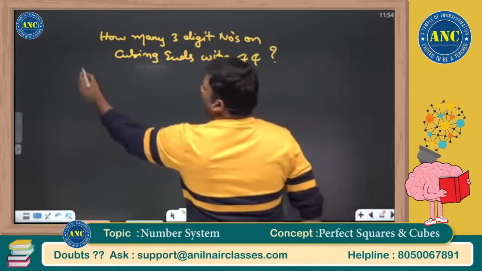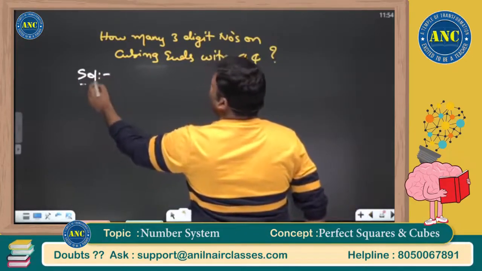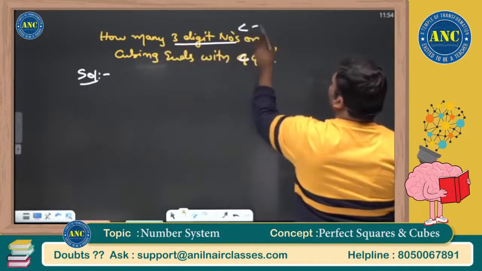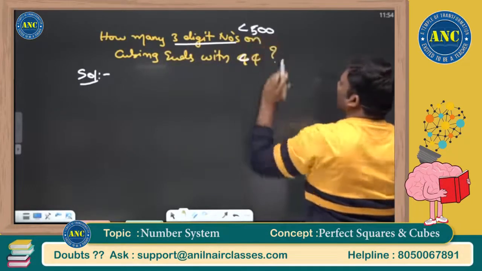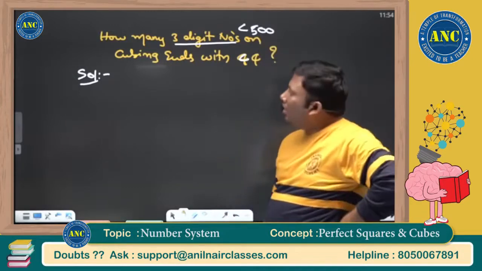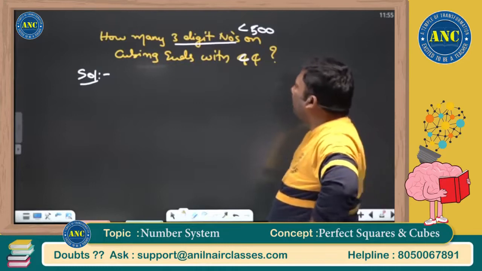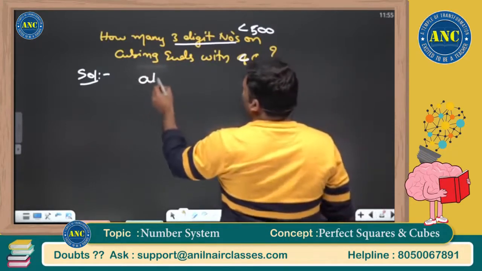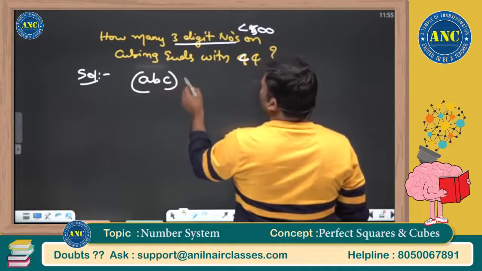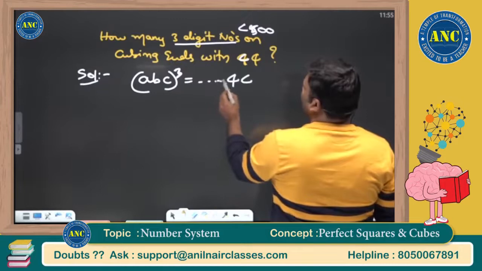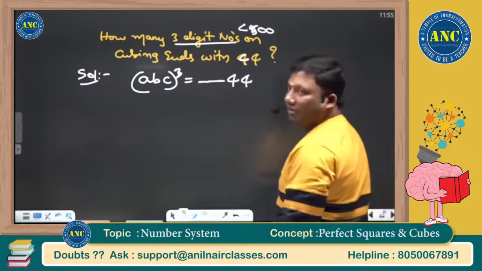Step number one. It is a three-digit number. Let me take three-digit numbers less than 500. Why take the same question? How many three-digit numbers less than 500 on cubing end with 44? ABC whole cube is ending with 44.